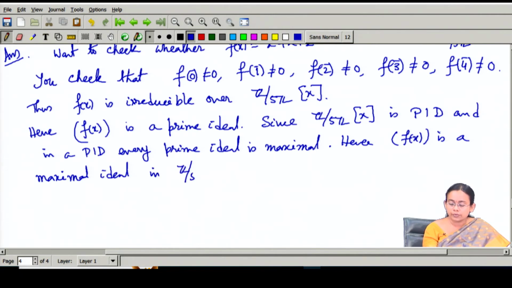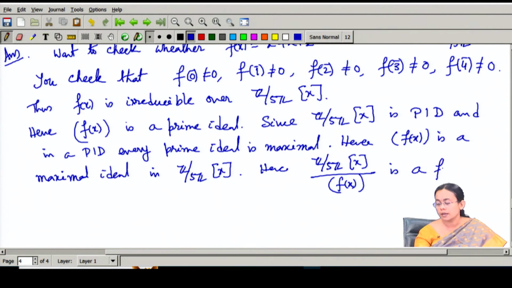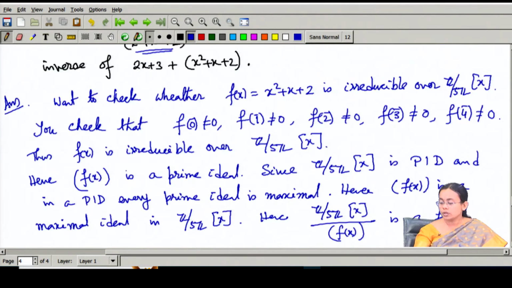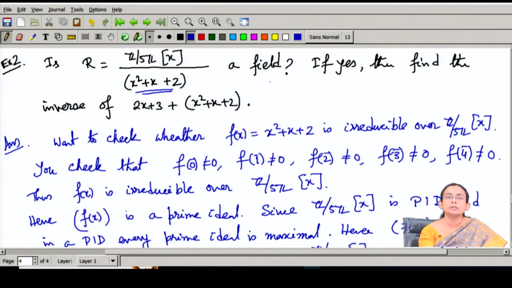in the polynomial ring Z quotient 5Z[x], and hence this quotient, Z quotient 5Z[x] by the ideal generated by f(x). This is a maximal ideal, therefore this quotient has to be a field. Hence, this is a field. So, if you want to check whether some quotient ring is a field or not, then it is enough to check whether this polynomial is an irreducible polynomial or not.